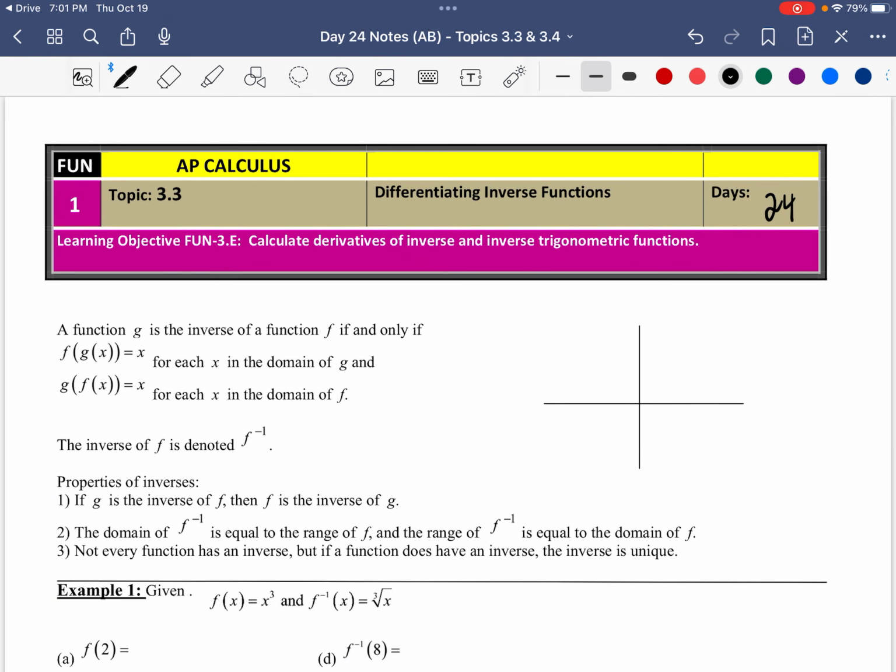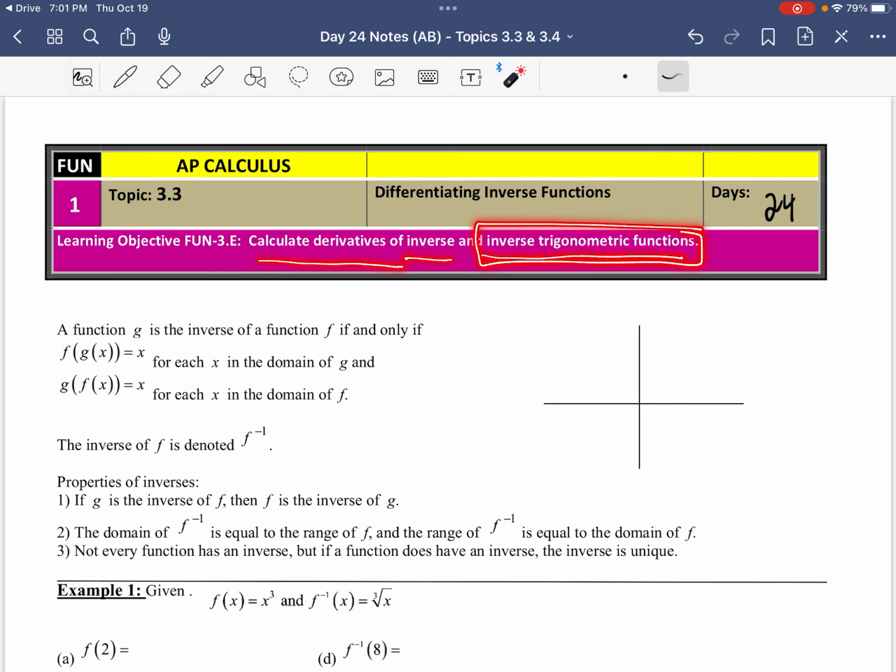Okay, we are going to look at topic 3.3. We are on day 24 of our calculus journey here in AB Calculus. And our goal today is to learn the process, procedure, rules for finding the derivative of inverse functions. So our learning objective is to calculate derivatives of inverse and inverse trig functions.